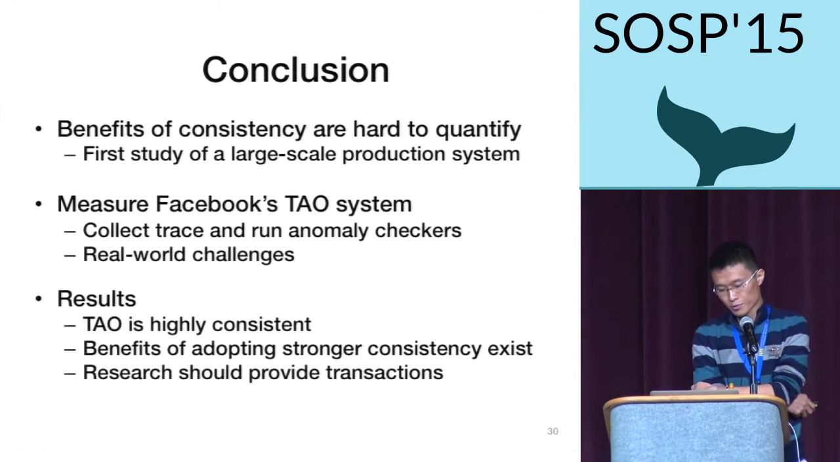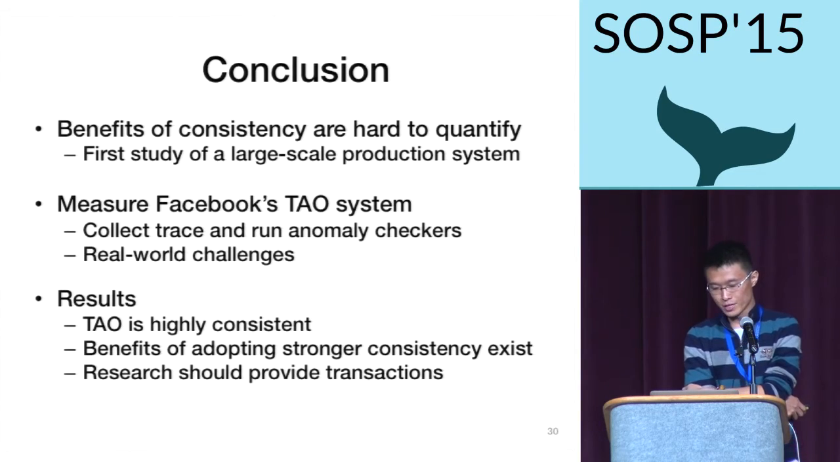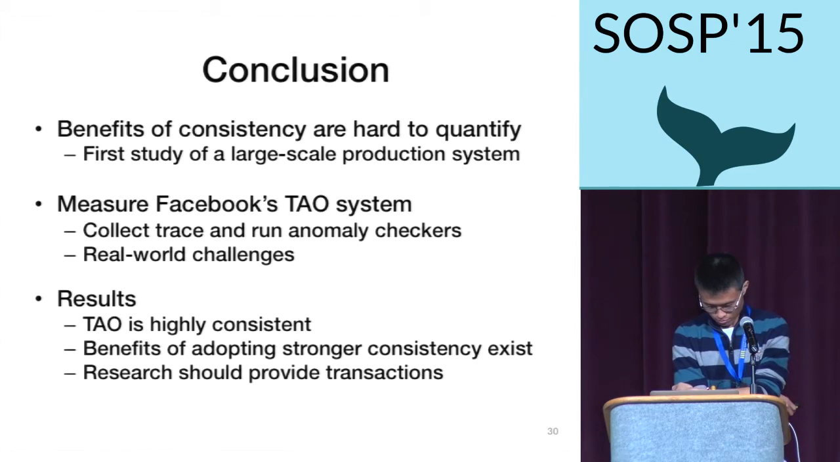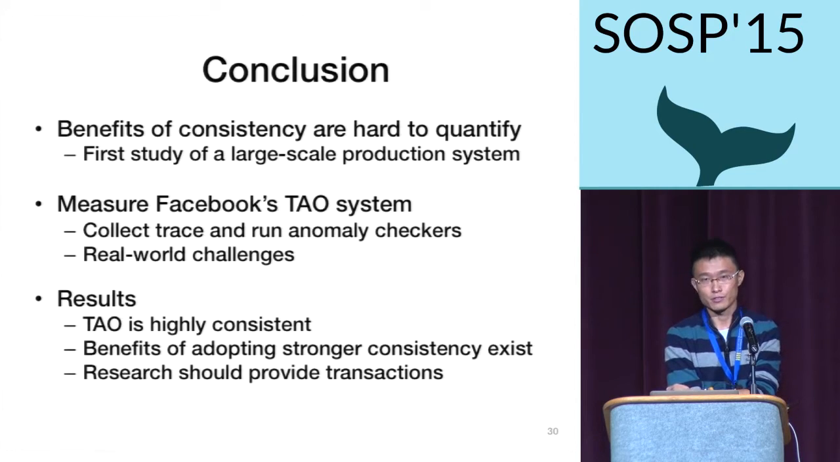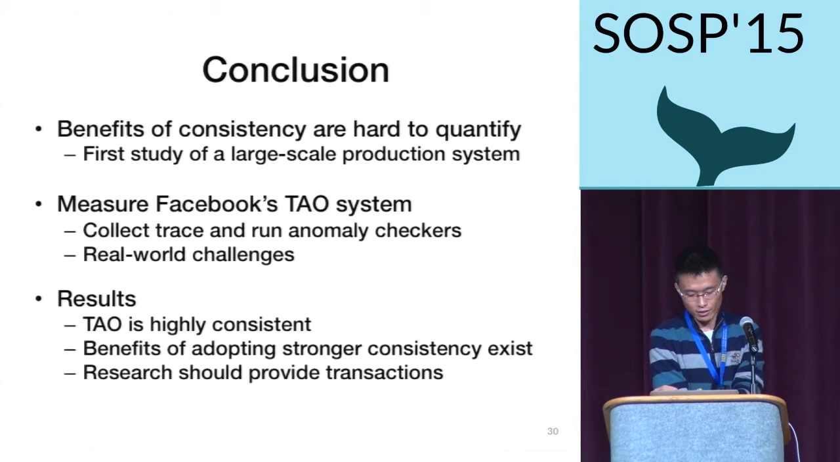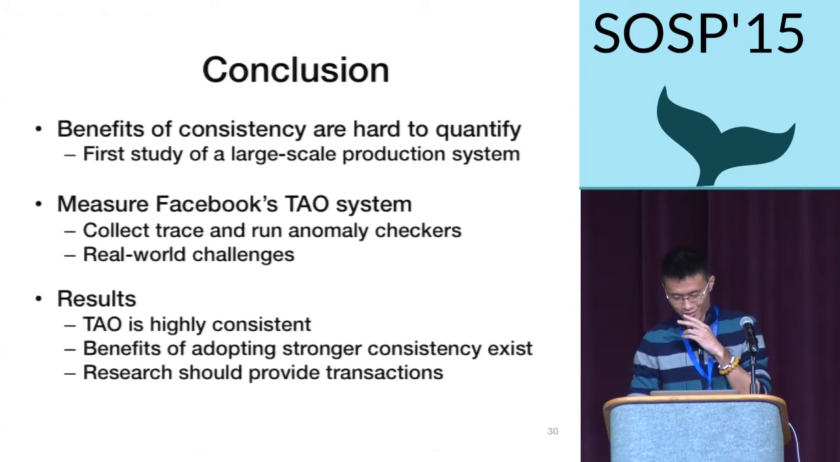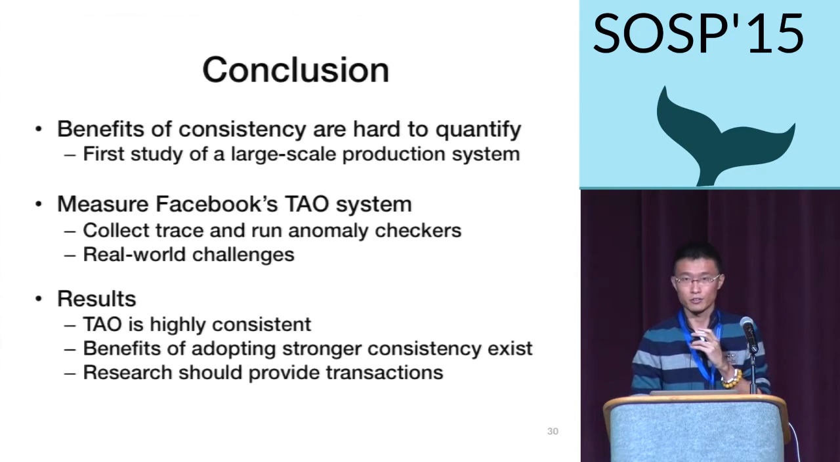The results of our study include that TAO is highly consistent because only 5 reads out of a million would return different results with a Paxos-based implementation. On the other hand, we found anomalies for all consistency models we studied. This means adopting them would have benefits. And finally, from the consistency point of view, in order to maximize the benefits, future research should provide transactions. Thank you. That's all I have.